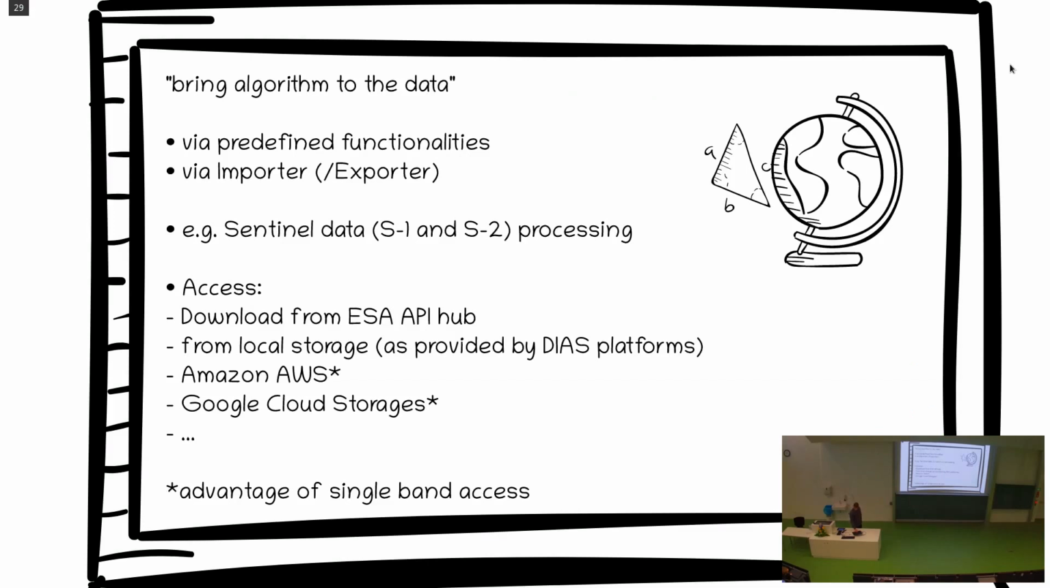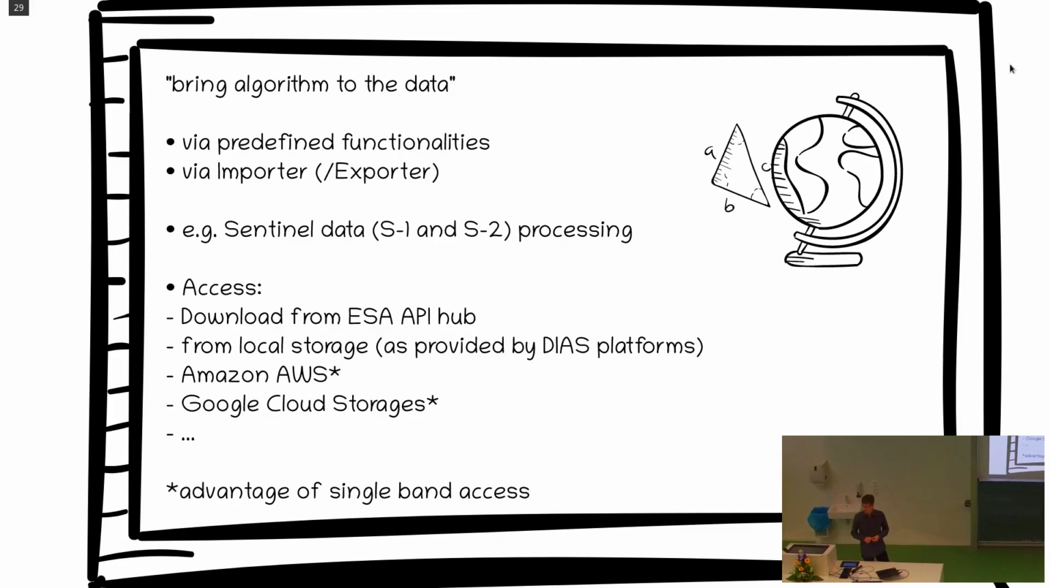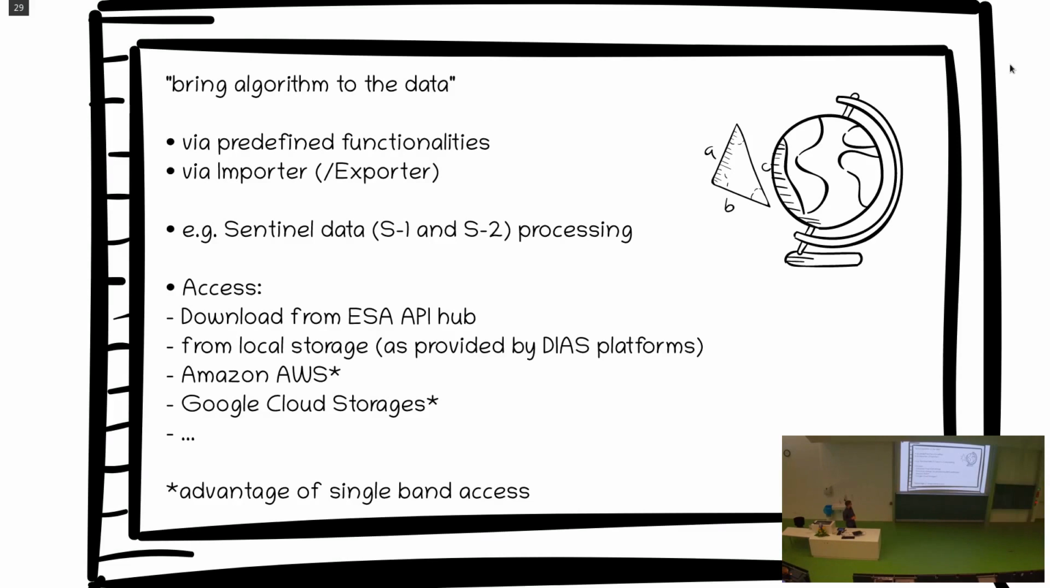You can do import and export. We have a set of predefined functions there, but you can write your own. The Sentinel I already mentioned. And you can fetch data not only from the ESA API hub, but also from local storage if Actinia is deployed there. Through OpenEO, we are, I think, still discussing with some of the DIAs if we can get stuff into them or not. We also have, as a company, some discussions running. Amazon AWS and Google Cloud Storage is there.